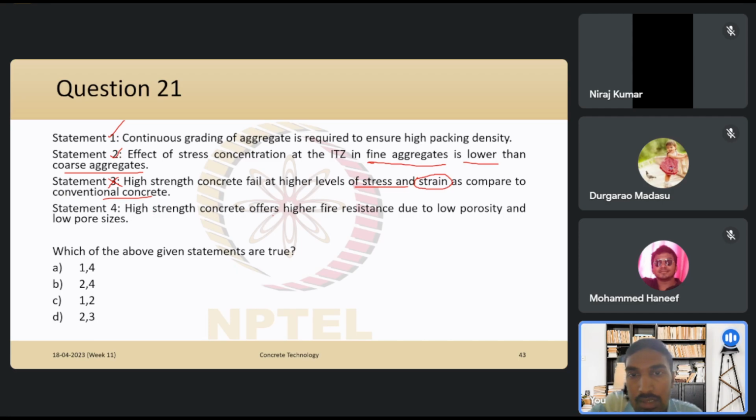Statement 4 is high strength concrete offers higher fire resistance due to its low porosity and pore size. So this is also incorrect. While high strength concrete, compared to conventional concrete, offers improved performance on different factors, fire resistance is not one of those properties in which we see an improvement, right? So statement 4 is also incorrect. So out of the four, only statements 1 and 2 are correct, which is given in option C.